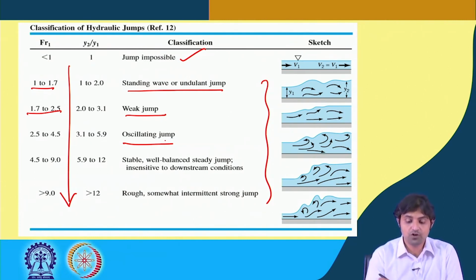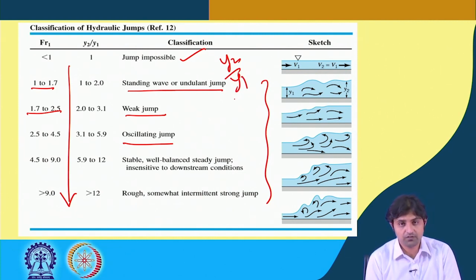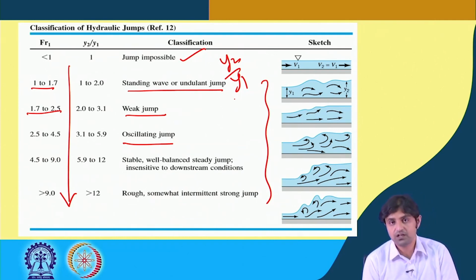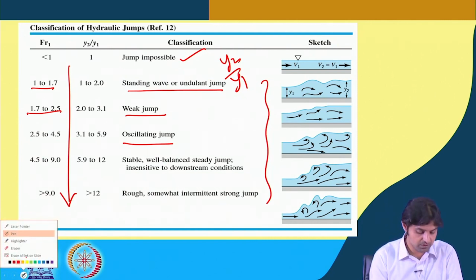Other than that, two formulas are important: y2 by y1, the depths y2 and y1 in terms of the Froude number at location 1, and also the head loss. But if you know y1 and y2, you can always use the energy equation to find out the head loss, all right.